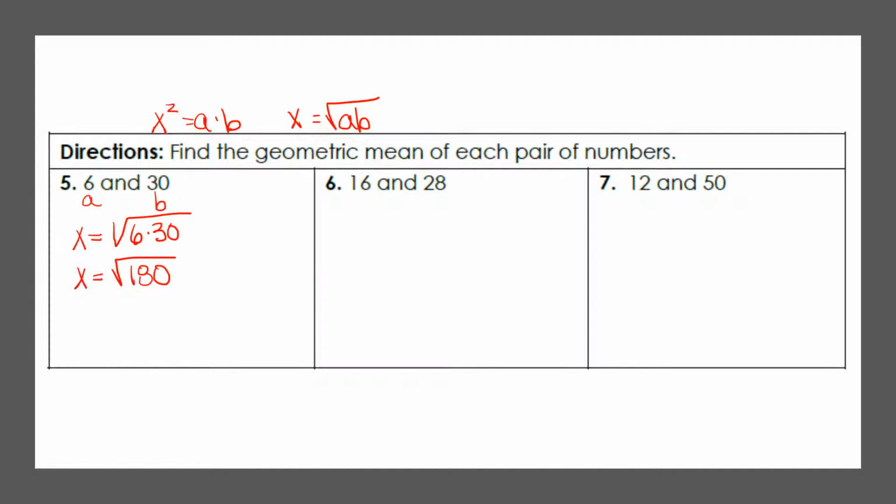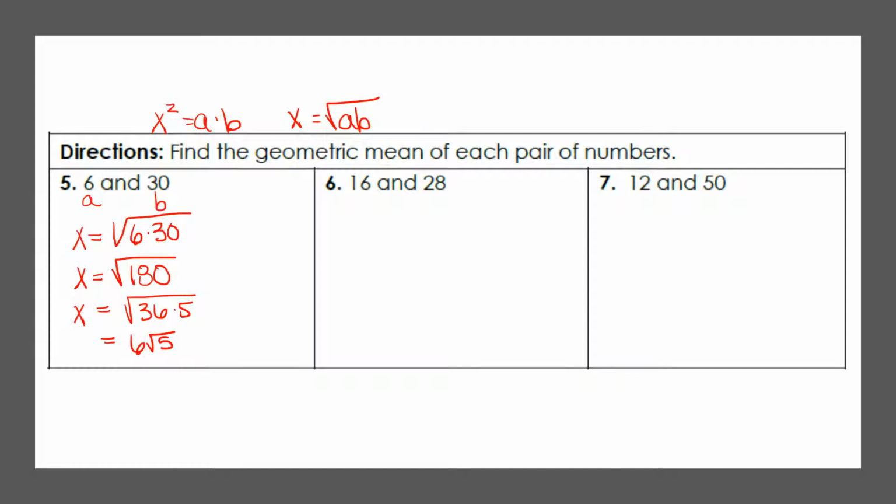We know how to simplify these radicals. So I know that 36 times 5 is 180. So I'm going to break this down. 36 times 5. This should simplify to be 6 radical 5.